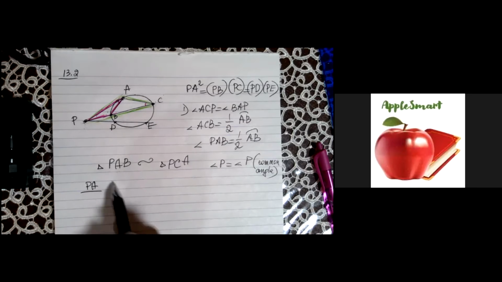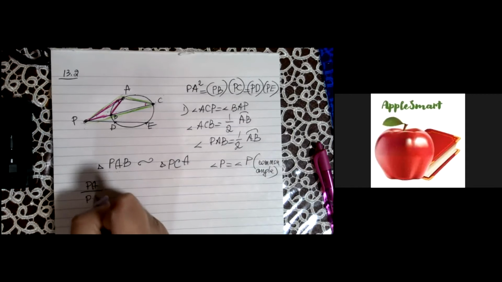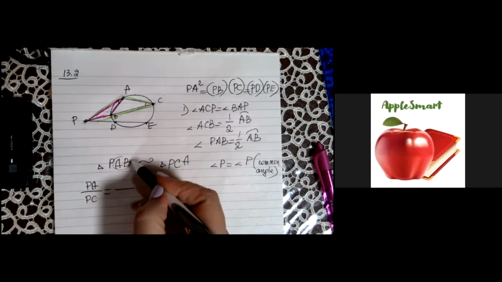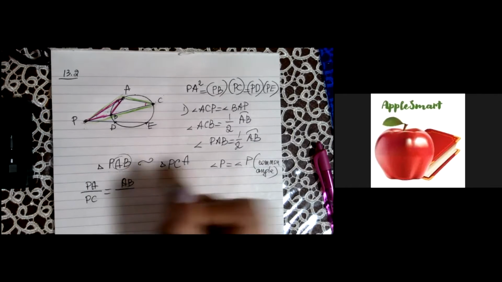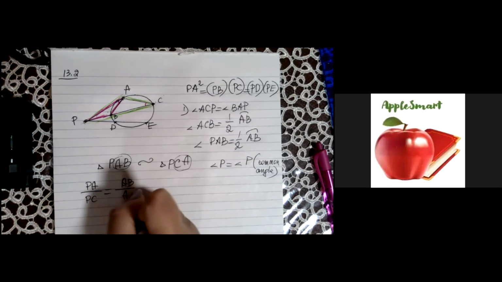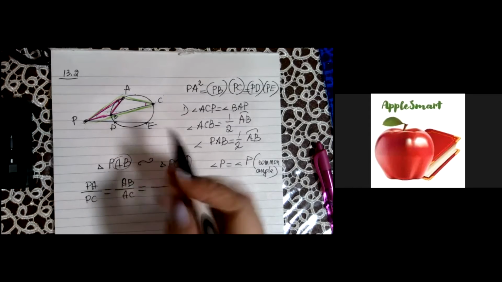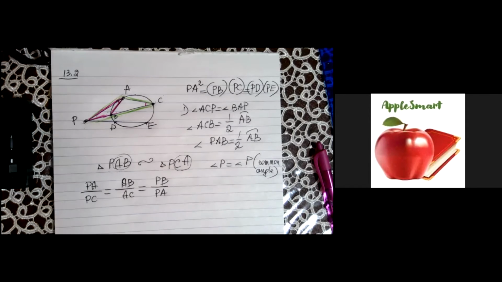Okay. So we take the first two letters from the first triangle over the first two letters from the second triangle. So PA over PC is the same as the last two letters from the first triangle, which is AB, over the last two letters from the second triangle, which is AC or CA. And it's the same as we take the first and the last letters, PB, over the first and the last, which is PA.